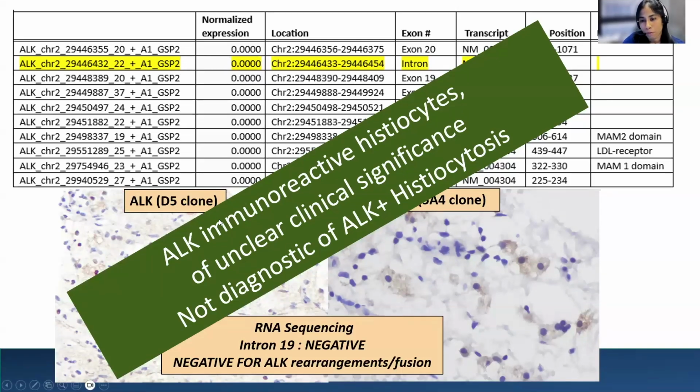But hence, it's usually preferred to use clones other than the D5, such as the 5A4 clone or OTI 1A4 clones. But when you have some ALK immunoreactivity in other clones as well, in the absence of RNA sequencing demonstrating abnormal clonal rearrangements, or abnormal clonality, or being negative for intron 19 expression, it's okay to be descriptive when you sign out these cases, because they are not diagnostic of a true histiocytic neoplasm, but we certainly don't know what is causing this ALK immunoreactivity in these other histiocytes by clones other than D5.